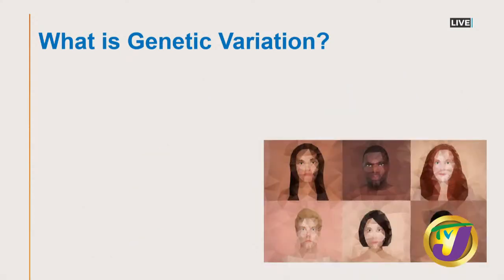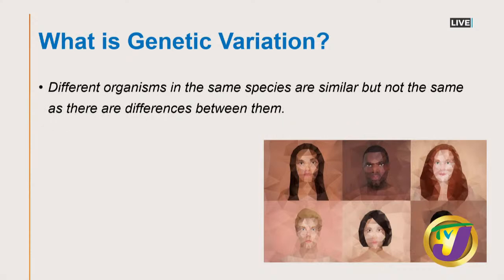So what is genetic variation? Our literature will describe genetic variation as different organisms in the same species that are not necessarily the same; they are similar, but they're not the same, and as such, there are differences between them. So we're going to underline some of the key aspects of our definition. We're saying, yes, it's different organisms. We're saying they are the same species, and we say that there are differences between them.